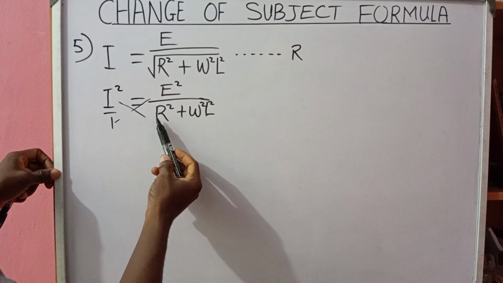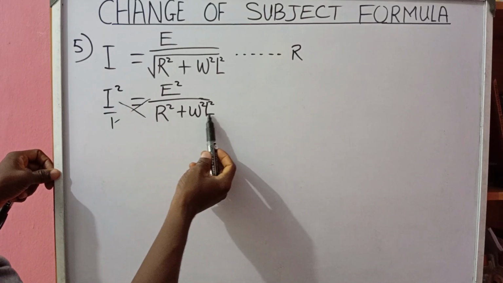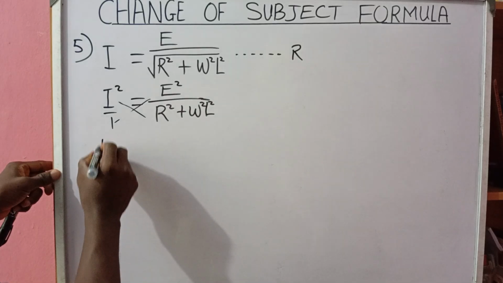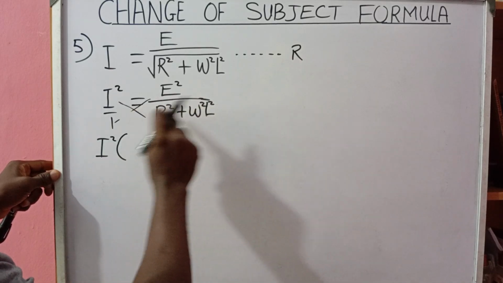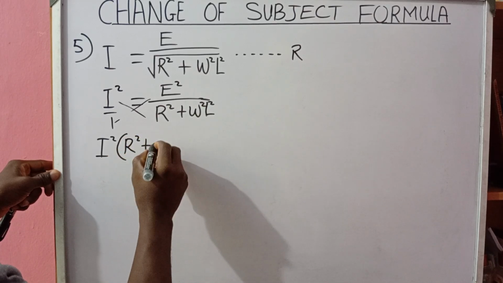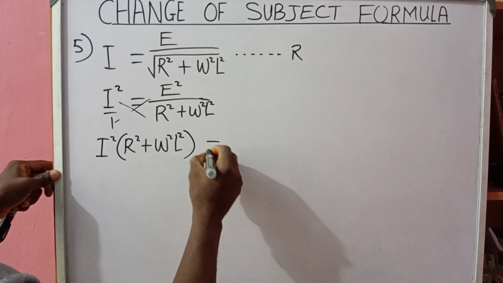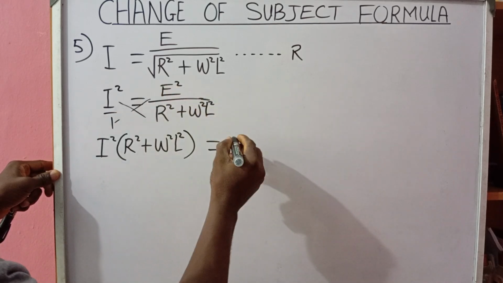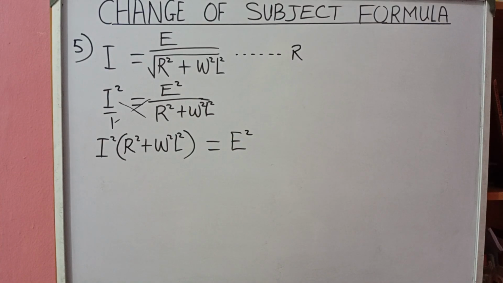When we cross multiply, let's start with this. That will be I squared multiply R squared plus W squared L squared. That will give us I squared bracket, because this multiplies everything here, so we put them in bracket. That's R squared plus W squared L squared is equal to 1 times E squared, which will give us E squared.